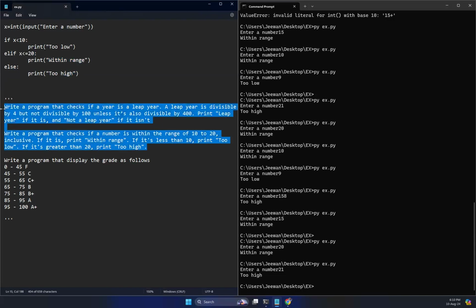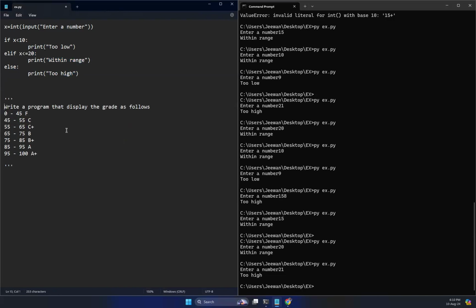Now, if you understood this, it will be easier for you to write this. So quickly do it and send it to me via chat, please. I'm expecting it from everyone.